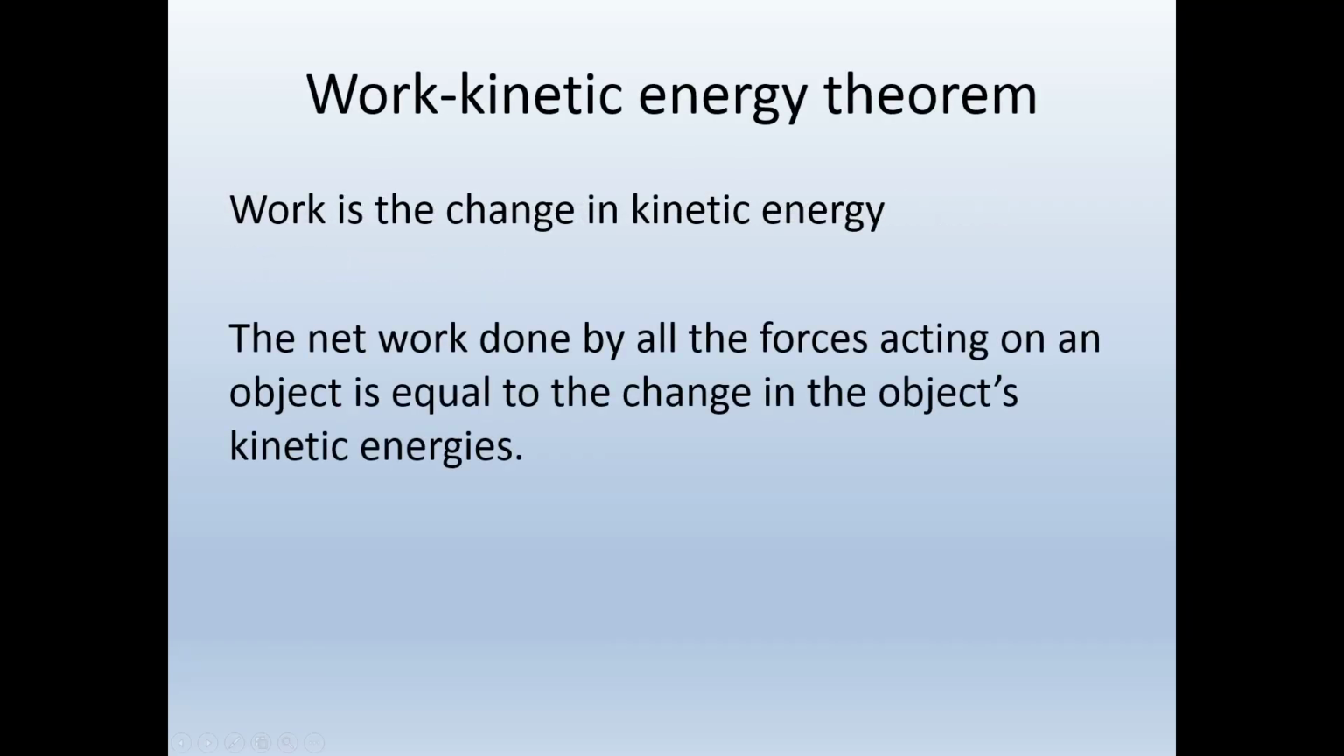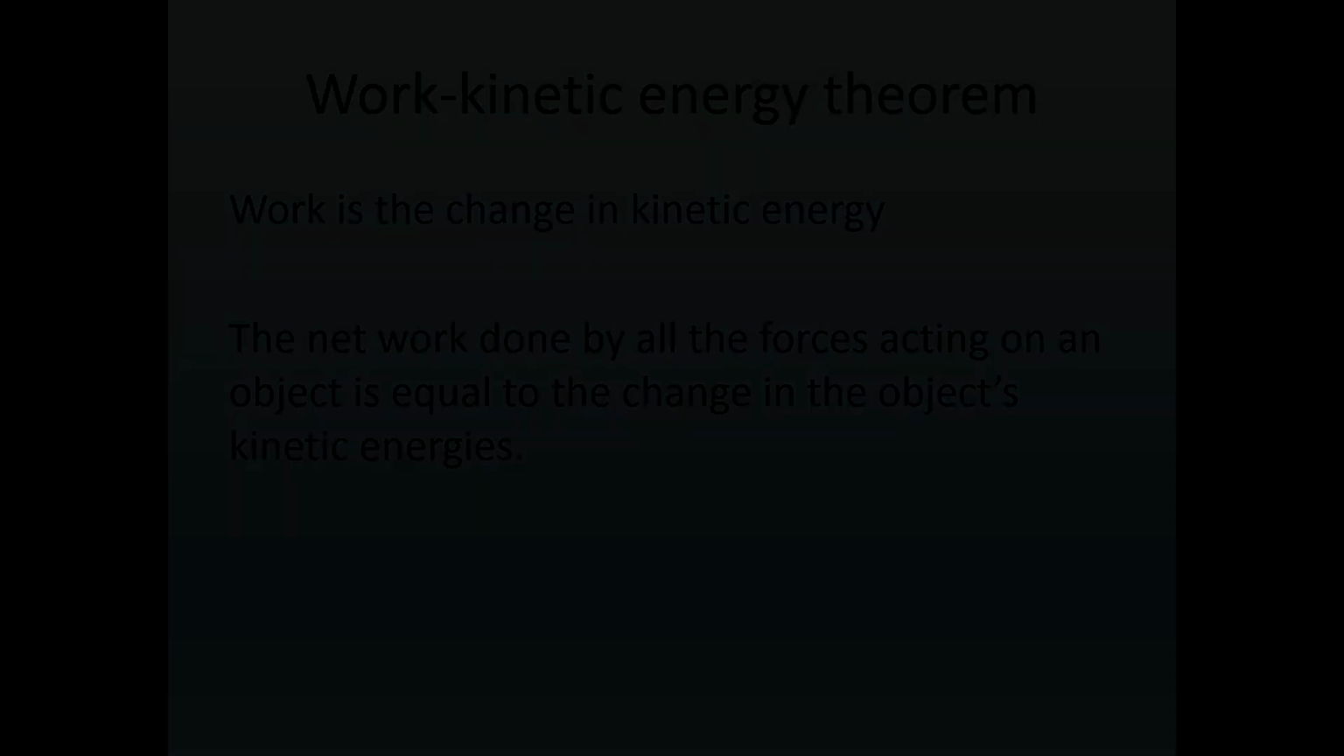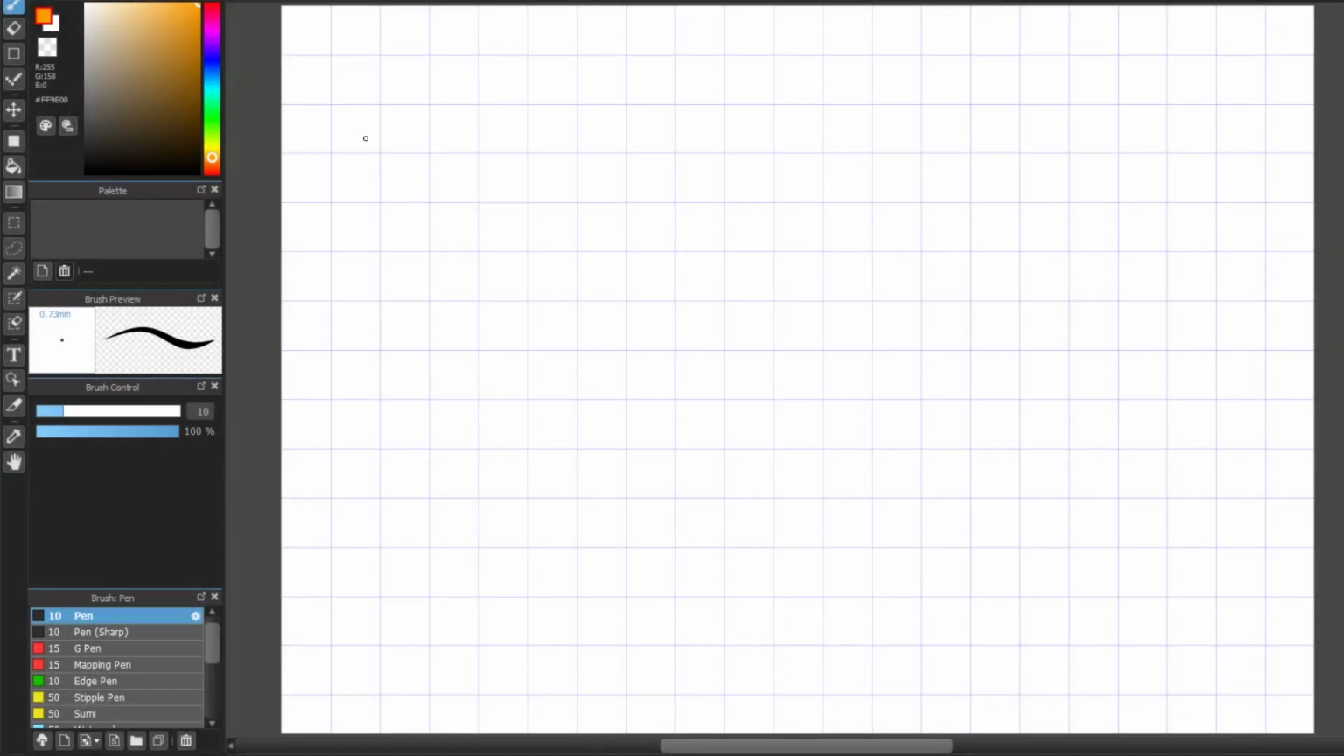Under the work kinetic energy theorem, work is also the change in kinetic energy. It states that the net work done by all of the forces acting on an object is equal to the change in the object's kinetic energy. The equation is net work equals 1/2 times mass times final velocity squared minus 1/2 times mass times initial velocity squared.